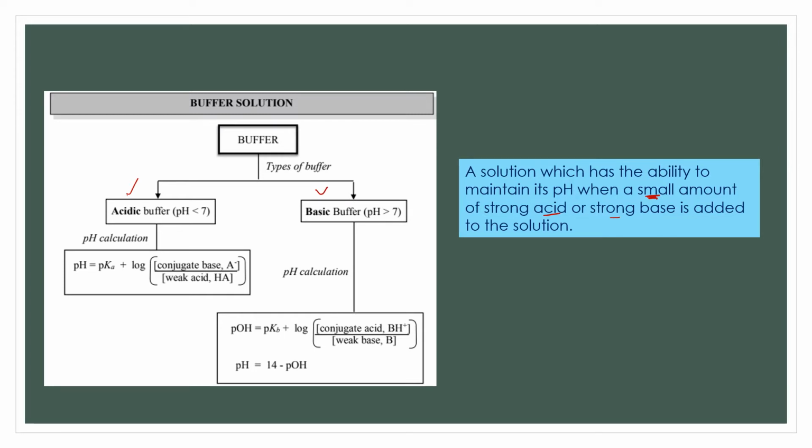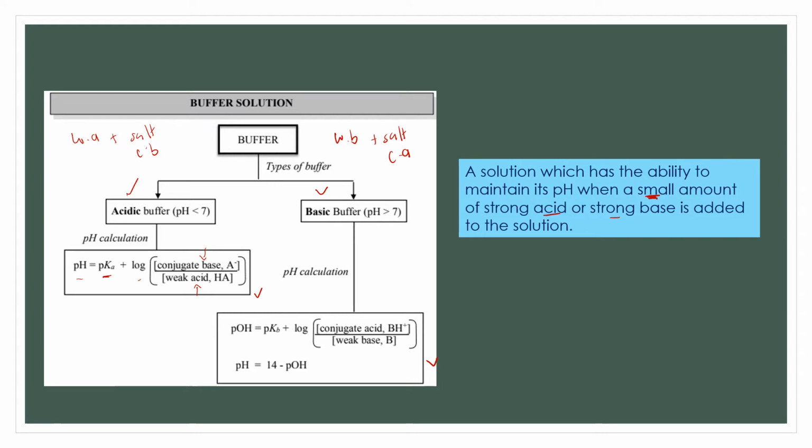For the acidic buffer solution, it should contain weak acid and its salt, or its conjugate base. And then for the basic buffer solution, it should contain weak base and its salt as well, or conjugate acid. And for the calculation part, this is the equation that you need to know. This is called the Henderson-Hasselbalch equation. Here it is: pH equals pKa, negative log Ka, plus log conjugate base divided by the weak acid concentration.